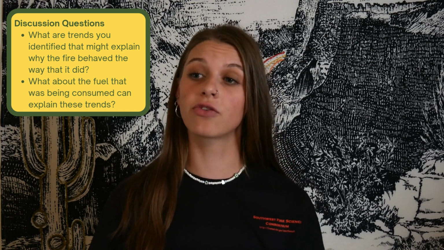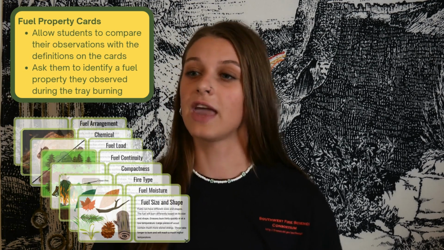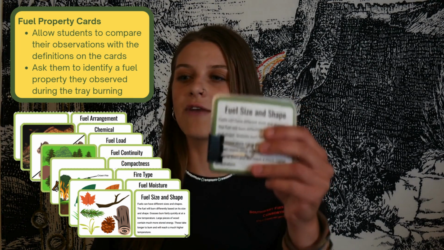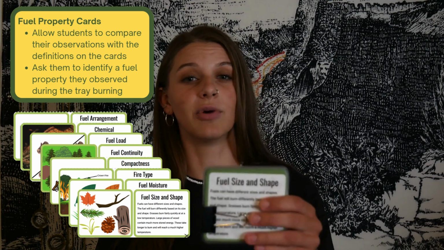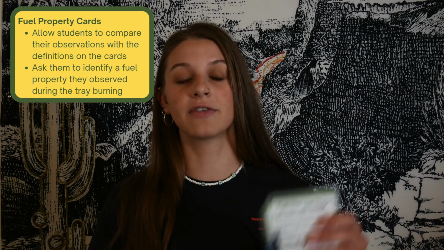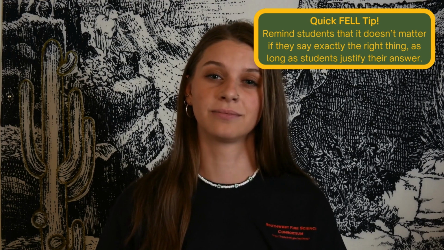Ask them to look for trends or ways to describe or explain why the fire behaved the way that it did when certain fuels were being consumed. Hand out the fuel property cards to the groups and have them compare what they recorded to the cards. Ask them to tell you a specific example of when they saw one of these fuel properties displayed in the tray burning. Discuss, help students be creative and come up with their own ideas, and remind them that it doesn't matter if they say exactly the right thing.